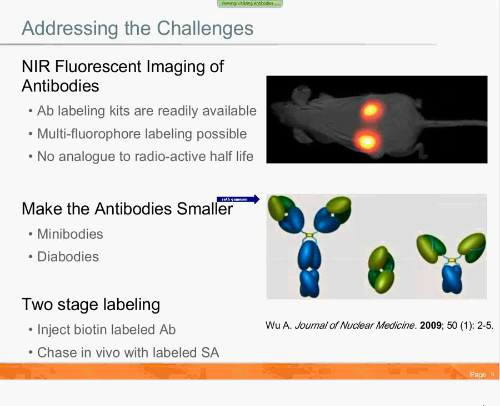Because you're using antibodies, it's easily labeled on tyrosine. However, again, you always have to worry a bit about deiodination. And these are cleared typically to the liver, kidneys, and bladder, as you can see here and here.